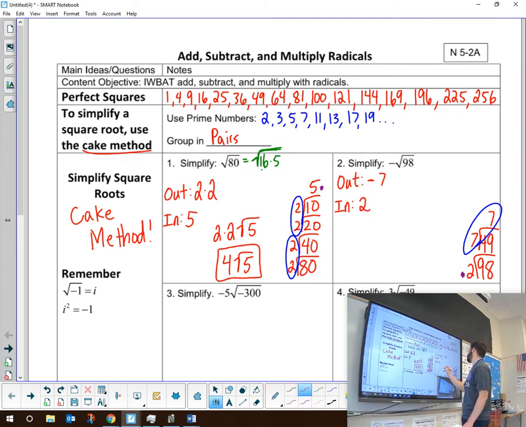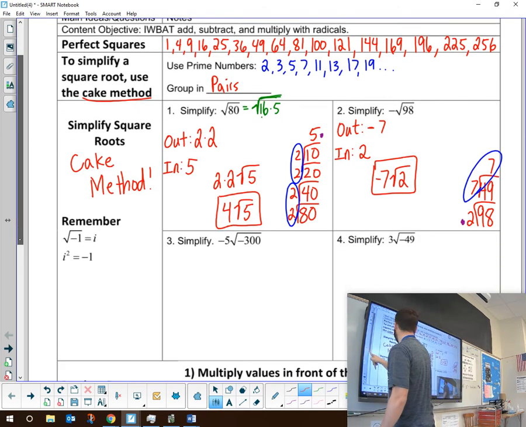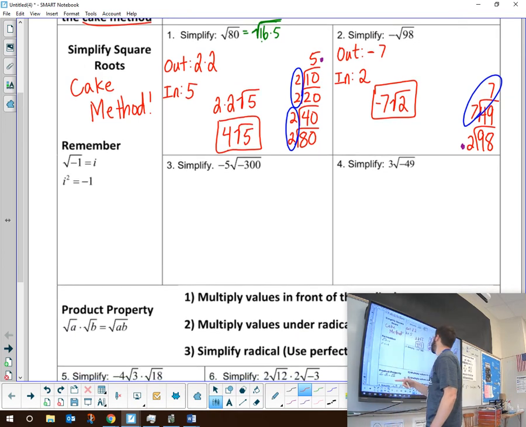So let's write this out. A negative 7 on the outside times the square root of 2. And it is simplified. Once again, the reason this works is because it's like 49 times 2 is 98, so we took the square root of 49, but we're leaving the 2 because we can't find the square root of 2. We're just simplifying those radicals. Okay, let's take a look at number 3.